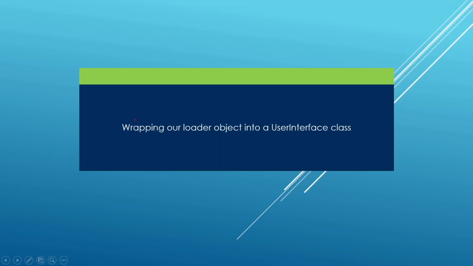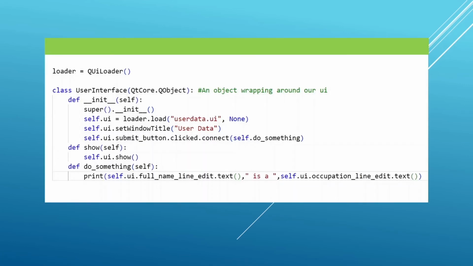In this lecture, we are going to reorganize our code using the UI loader and export that into a separate class so that our main Python file is a bit cleaner. We're not going to do anything special really. It is the same thing we did in the last lecture, but here is our loader object that we create in a separate file. We will set up a class that we call user interface that is going to be inheriting QObject because we need to connect signals to slots. That's why we need to do this.